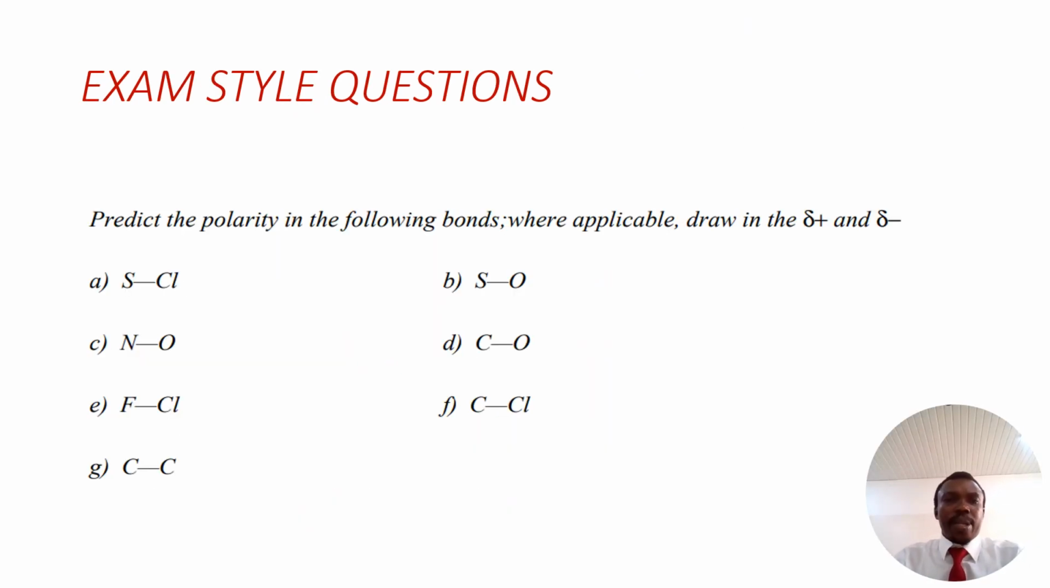Before us are typical exam style questions. You have to predict the polarity in the following bonds. Where applicable, you draw in the delta positive and delta negative charge. So you are just to determine the polarity. Please attempt these questions. They are very, very simple. Just listen to the video attentively and attempt the question. With any bond that is polar, you put the delta positive and the delta negative. If it is non-polar, that means it doesn't contain the delta positive and the delta negative, which means it doesn't contain a dipole. So it's as simple as A, B, C.